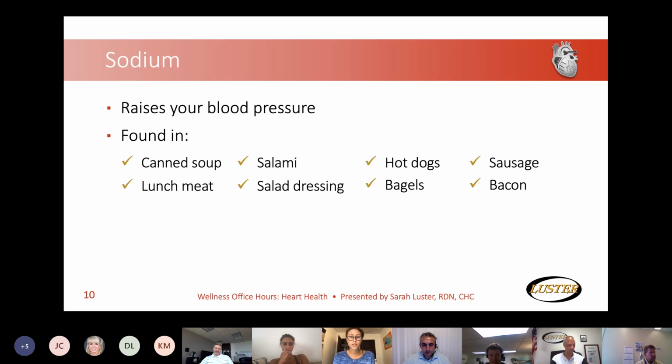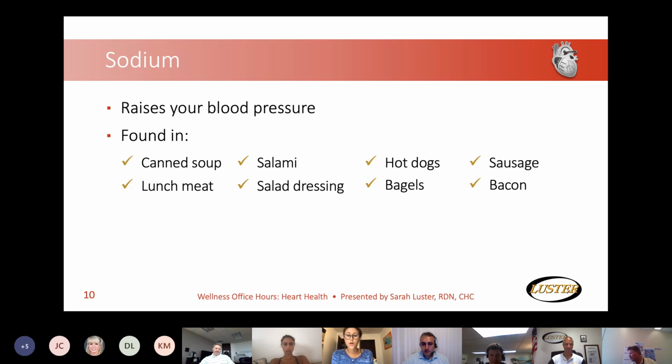Sodium, so this is salt. This contributes to heart disease by raising your blood pressure. Sodium is found in canned soup and broth, lunch meat, salami, salad dressing, hot dogs, bagels, sausage, bacon. So again, a lot of meat is high in salt, and then a lot of things you would buy at the grocery store, such as canned soup, your packaged chips and cookies and things like that, all have high amounts of salt.